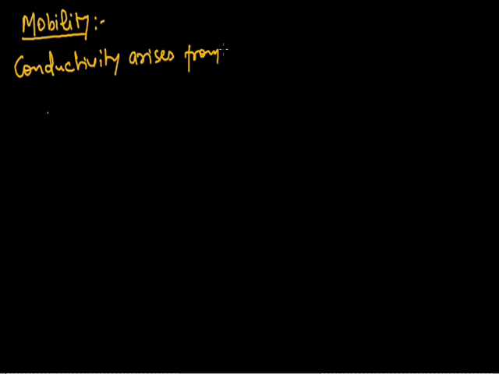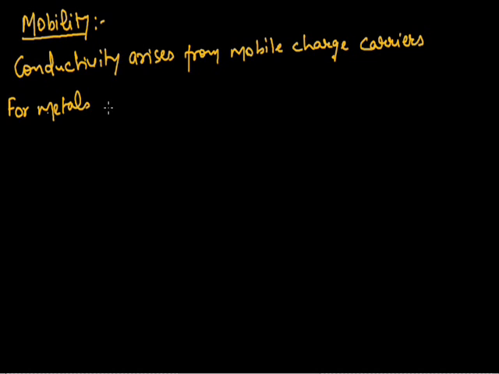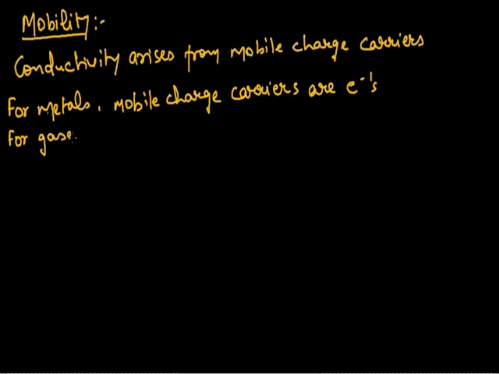Conductivity arises from mobile charge carriers. For metals, mobile charge carriers are electrons. For gases, mobile charge carriers are electrons and positive ions.